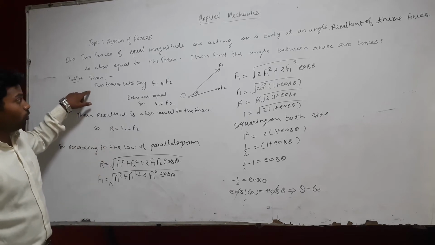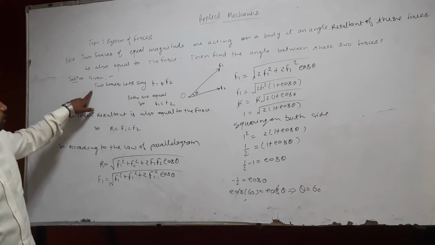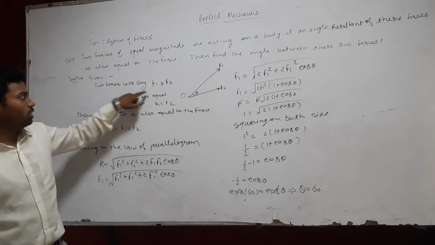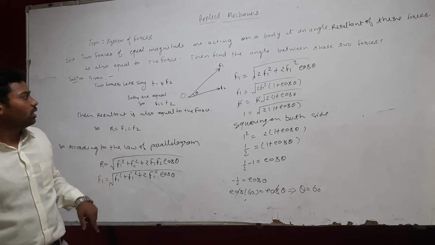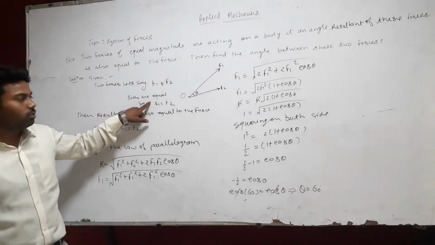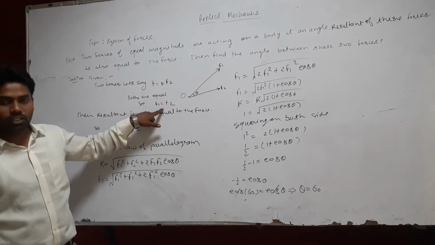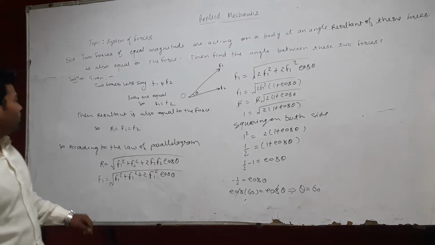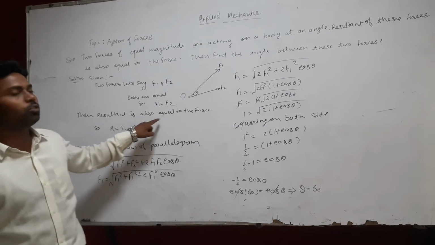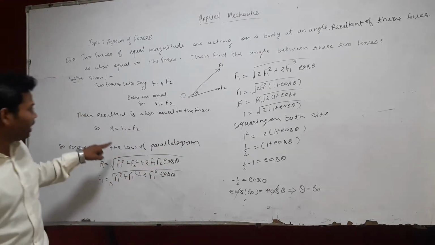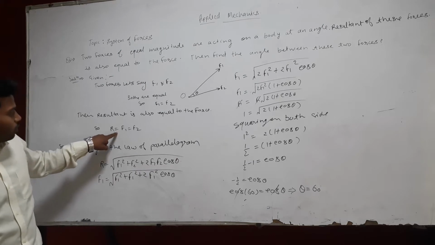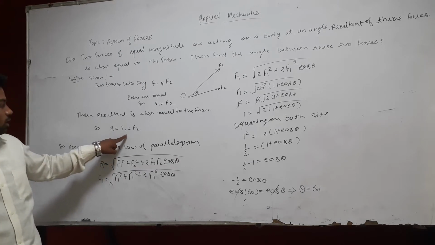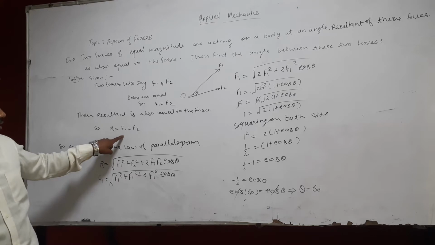First of all we will write what is given in the question. These are two forces, let's say F1 and F2, both equal in magnitude, so F1 and F2 are equal. Now their resultant is also equal to the force, so we can write that the resultant is also equal to one of the forces.